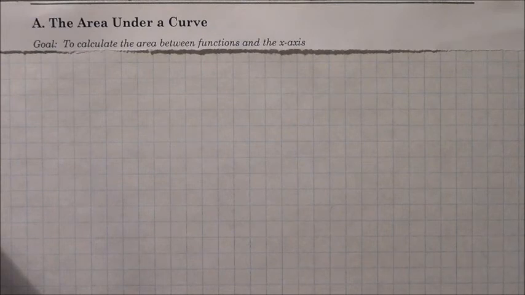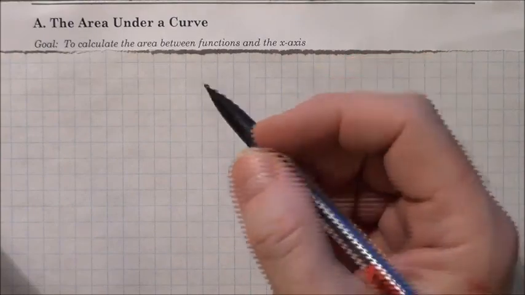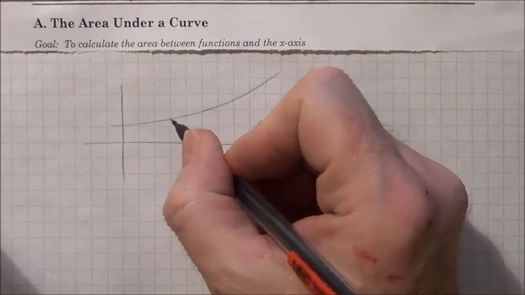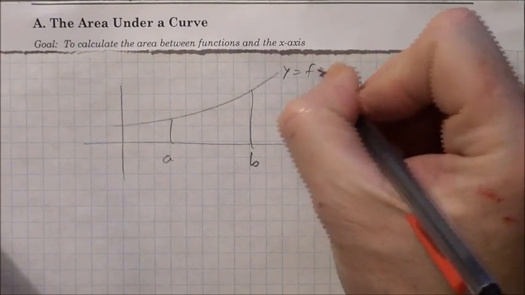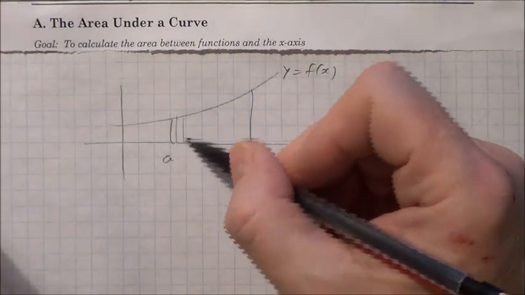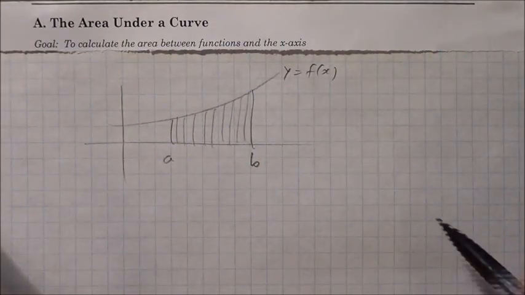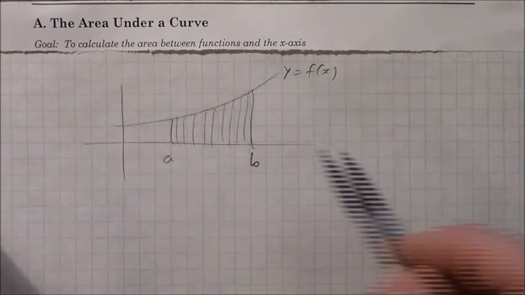The goal for today's lesson is to calculate the area between functions and the x-axis over some interval. So we've already established over past lessons that the first principles definition of an integral is to find the area under a curve between two endpoints of some function, and finding the area between the curve and the x-axis. So when we say area under a curve, we're basically talking between the function and the x-axis.